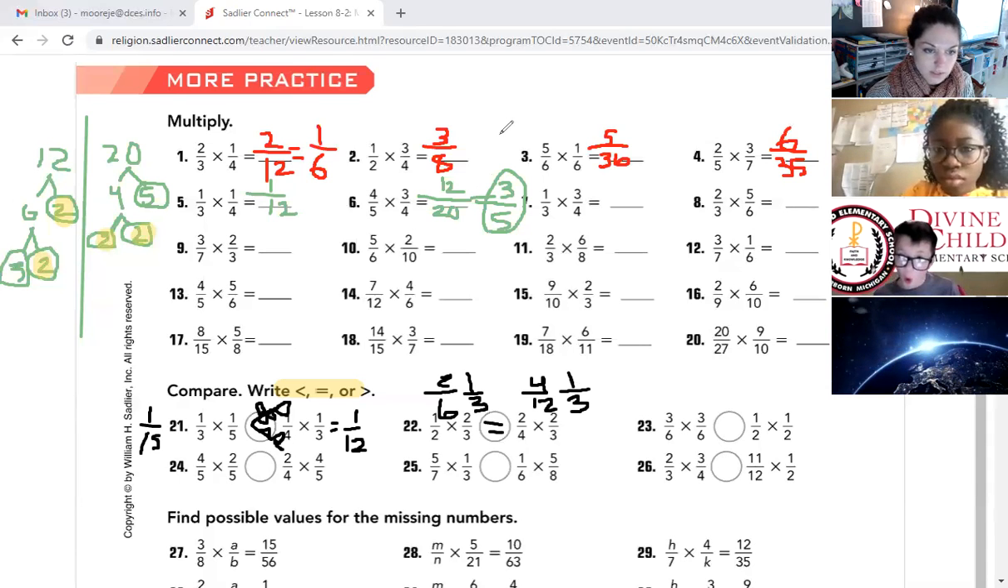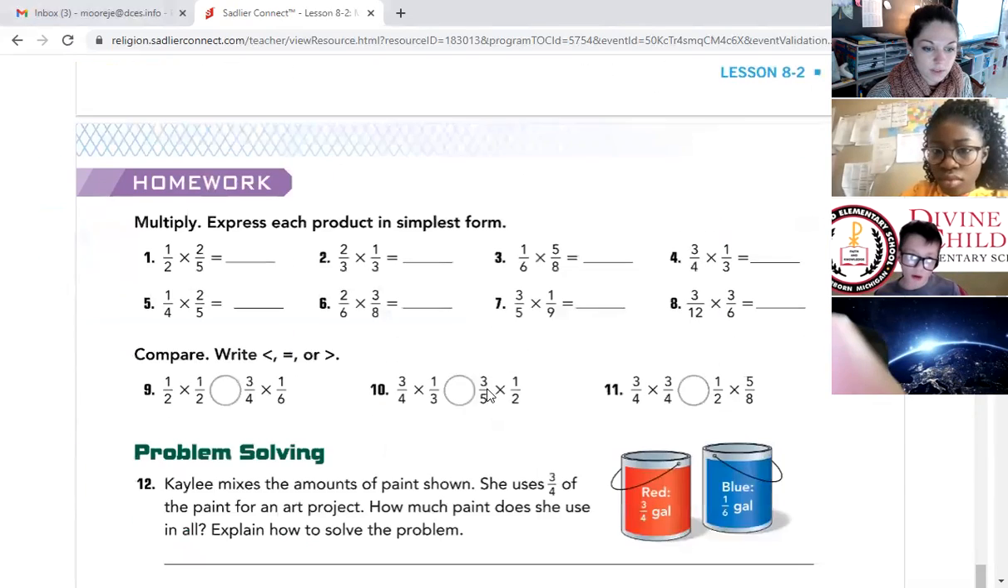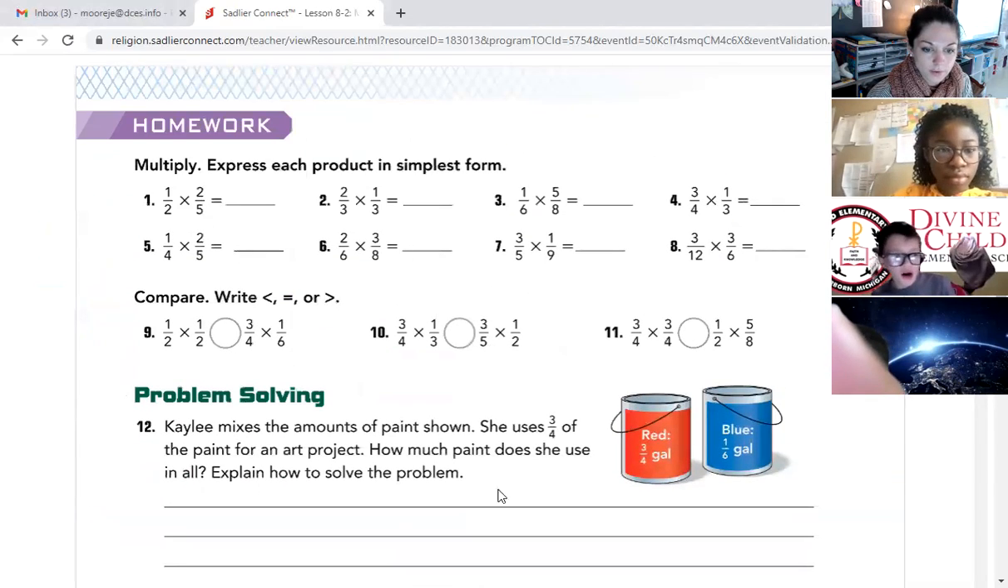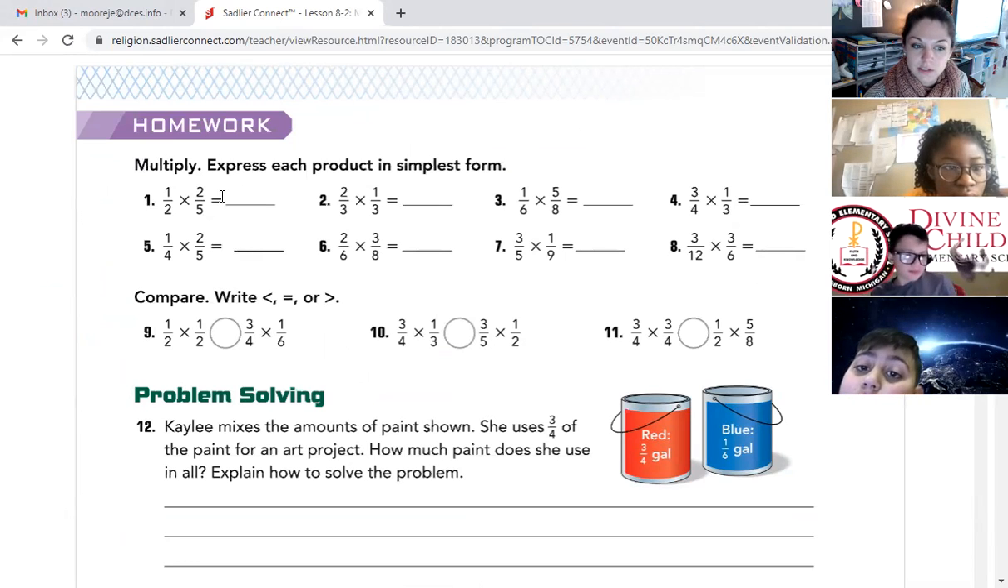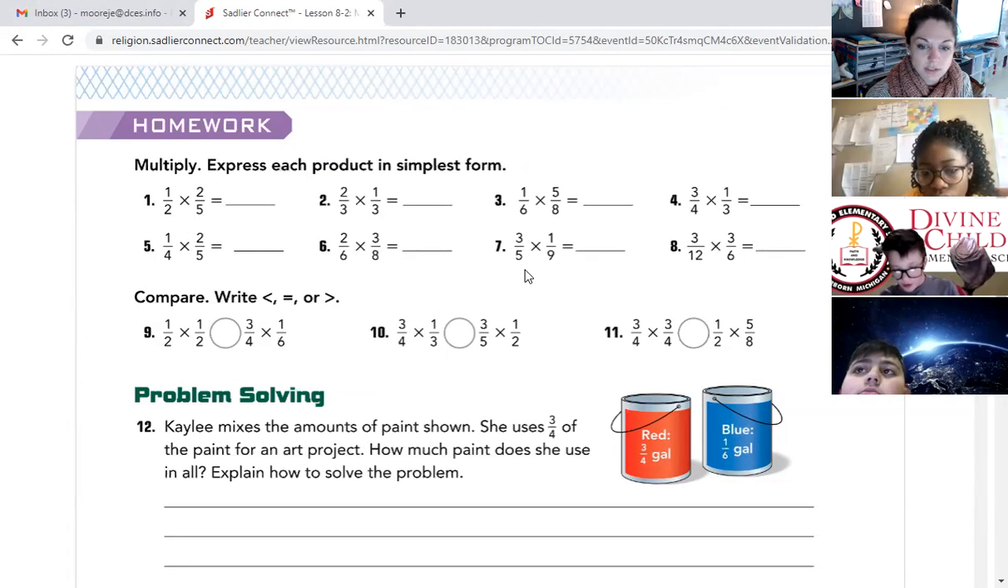I'm going to clear my drawings here and scooch onto your homework. You are only doing 1 through 12. You do not have to draw a model, but you're welcome to if you want some more practice with that skill. Now, these are all fractions of fractions. Tomorrow is fractions times a whole number. So we'll practice that a little bit more tomorrow. But fractions of fractions is here.